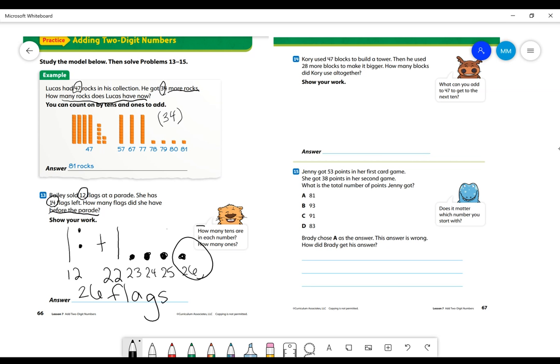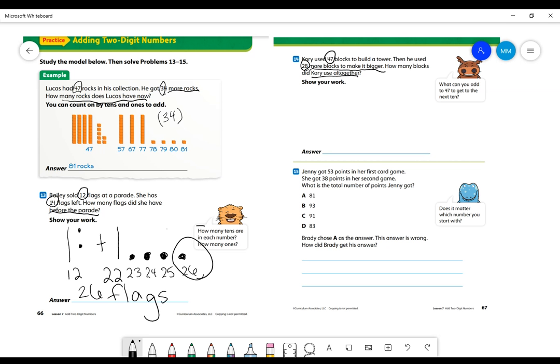So Corey used 47 blocks to build a tower. Then he used 28 more blocks to make it bigger. How many blocks did Corey use altogether? Ooh, I heard some words that already told me I am adding. That is right, friends. We are adding because I know my two parts are 47 and 28.